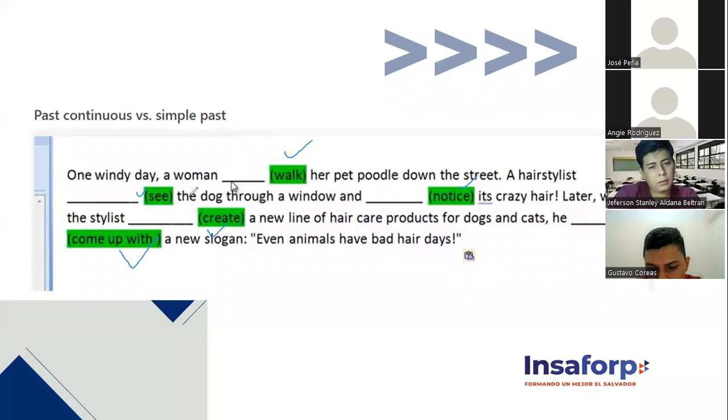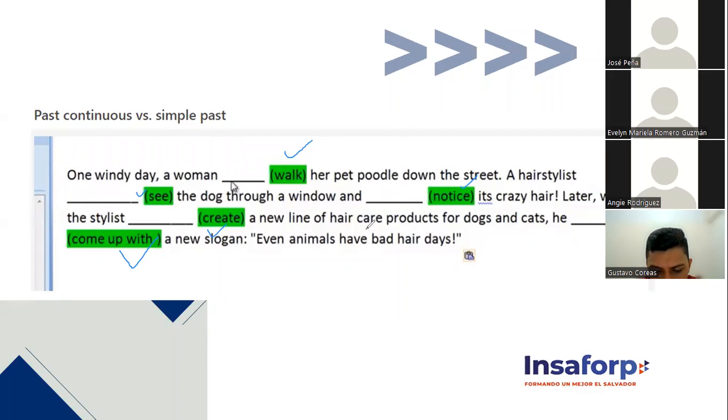Okay, really good. Thank you so much. That was the observation I wanted to make. We had it corrected now. He saw the dog through a window and noticed. Basically, these two actions belong to the second one: while the stylist was creating. I think I have one hand up. Jeffrey, yes.